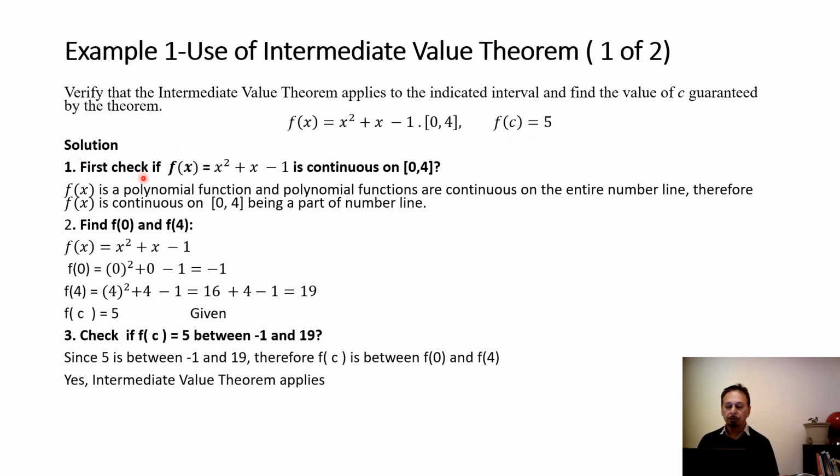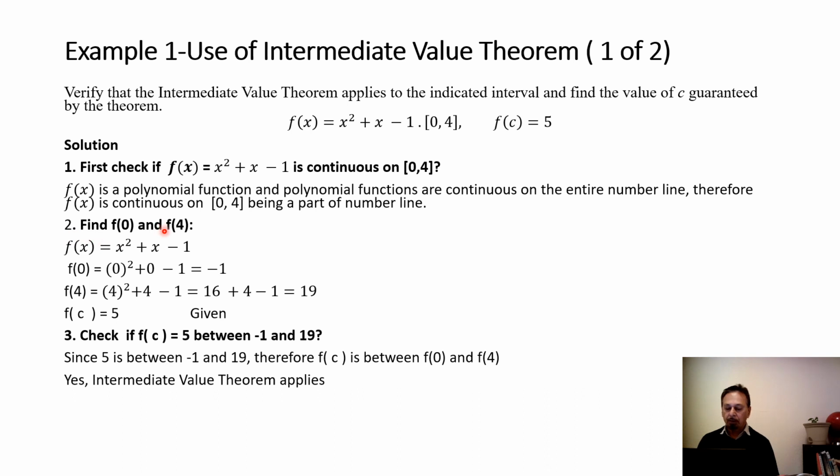So first we check if f of x is continuous on the interval 0, 4. Well, f of x is a polynomial function. It's a quadratic function, and quadratic functions are polynomial functions. And polynomial functions are continuous on the entire number line. Therefore, f of x is continuous on 0, 4 because this is a part of the number line.